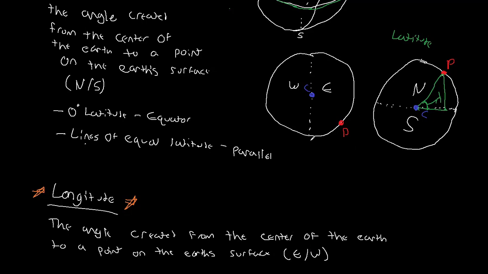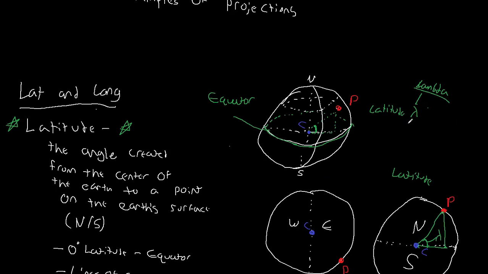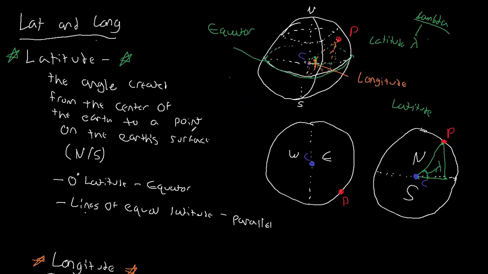So let's go back up here to our example of Earth. Grab our orange coloring here. So the angle caused, this angle right here, it's kind of hard to see, but this angle right here, this is your longitude. Longitude. So I think it might be easier to see on our sort of broken out diagram.